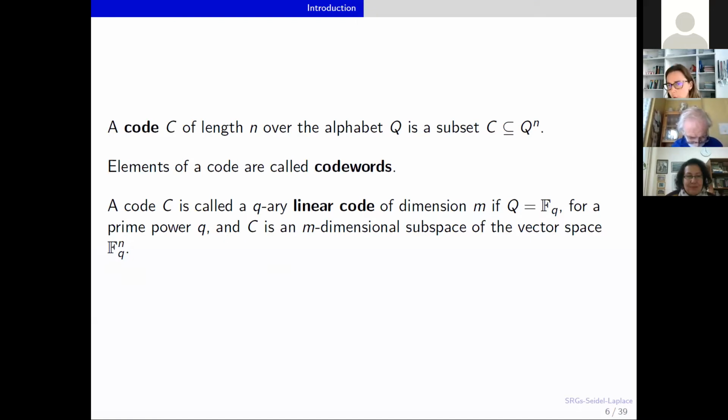A code of length n over the alphabet Q is a subset of Q to the n. Elements are called code words. In this work, we are interested in q-ary linear codes. It means that our alphabet will be F_q, and the code is defined to be of dimension m, an m-dimensional subspace of the vector space F_q to the n.